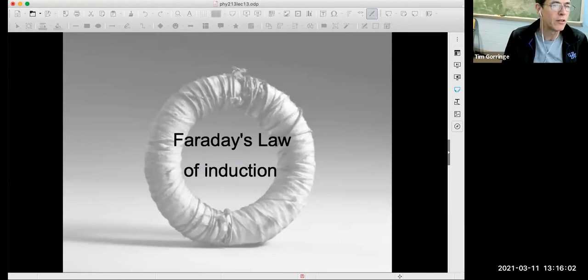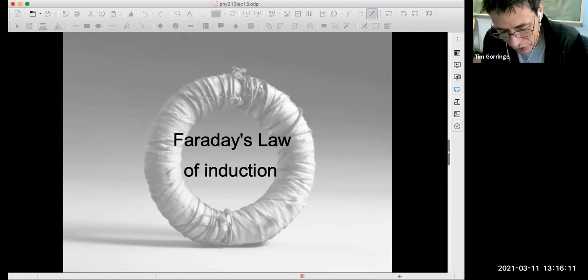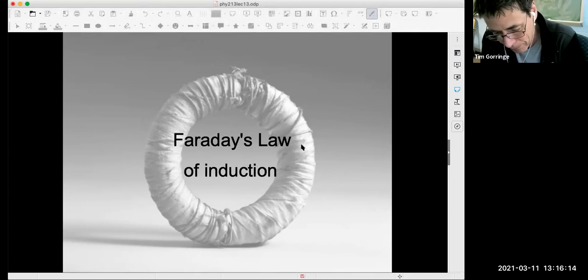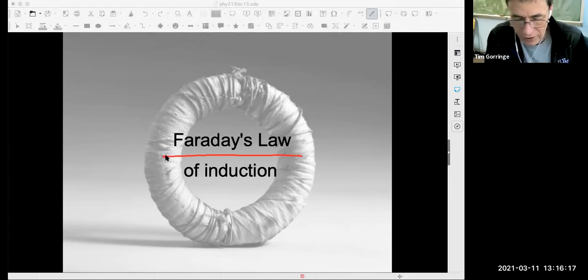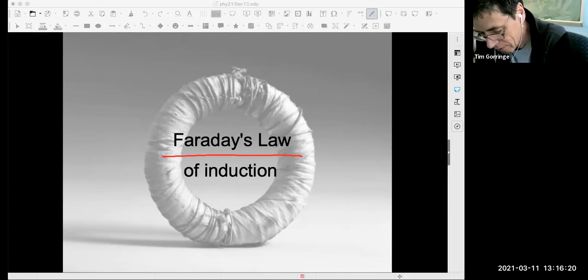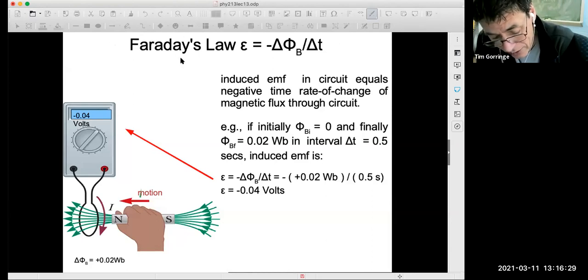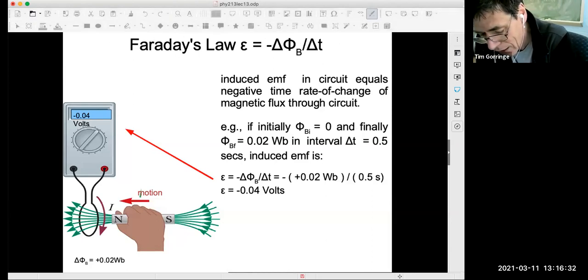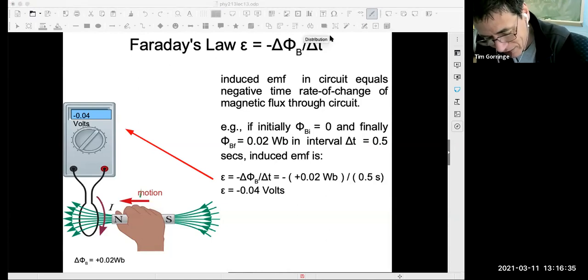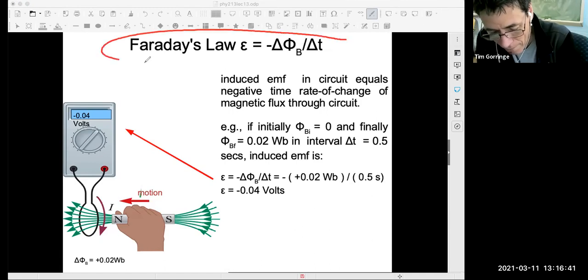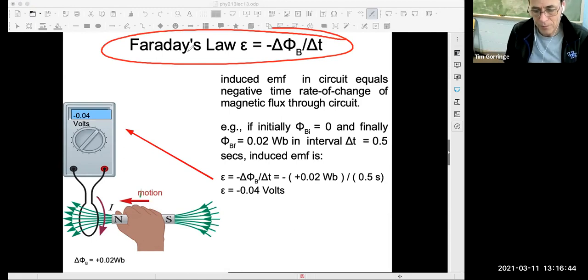Okay, now let's move on to the law of induction. We better get there. I've spent 45 minutes to get there. So we better talk about the law of induction. It's called Faraday's law because, of course, Faraday is credited with discovering induction. And here's Faraday's law. It's right upstairs here. It's in a sense a really simple law, although it can sometimes be a little challenging to apply. So let's talk about this law.